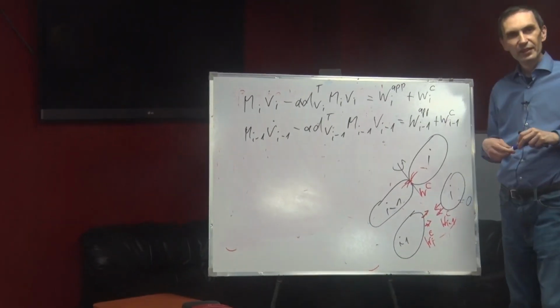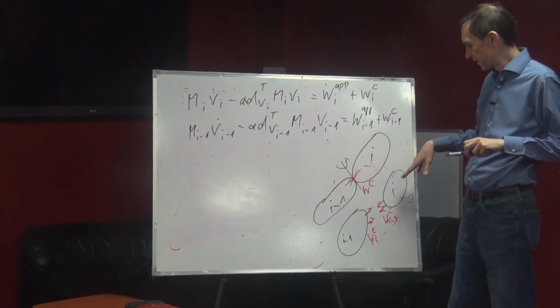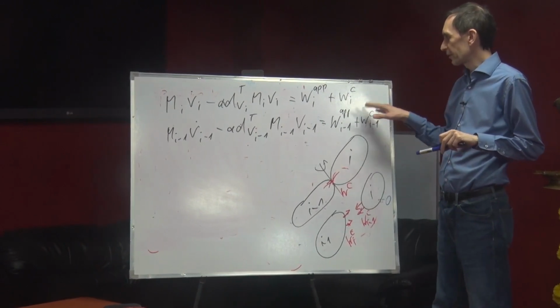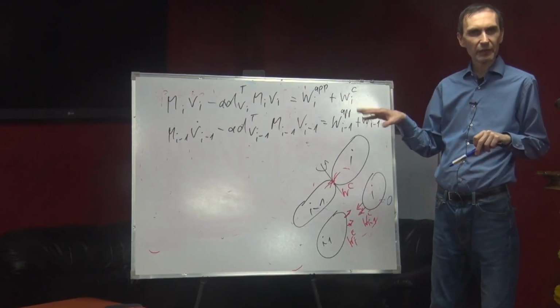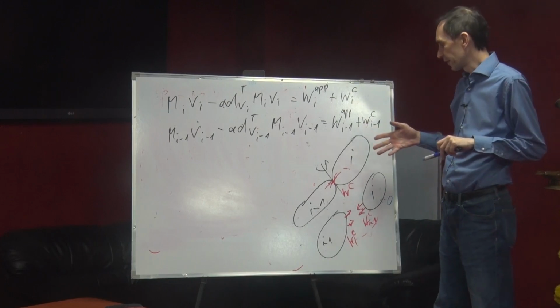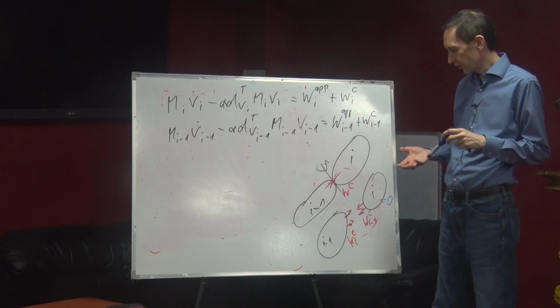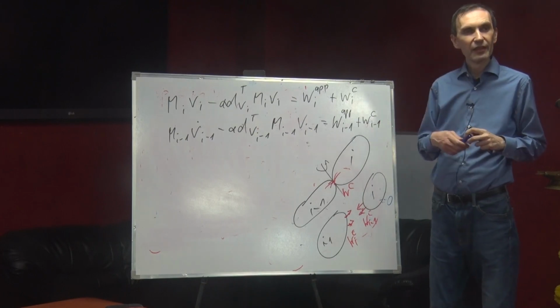Now I have these wrenches here, these constraint wrenches. So I have them in my equation, okay? But essentially I don't need them. I would like to get rid of them, right? Because they should not appear according to this statement in my equations.